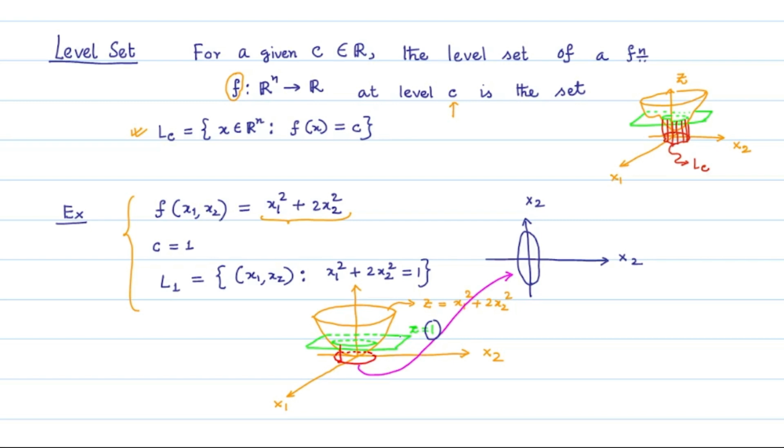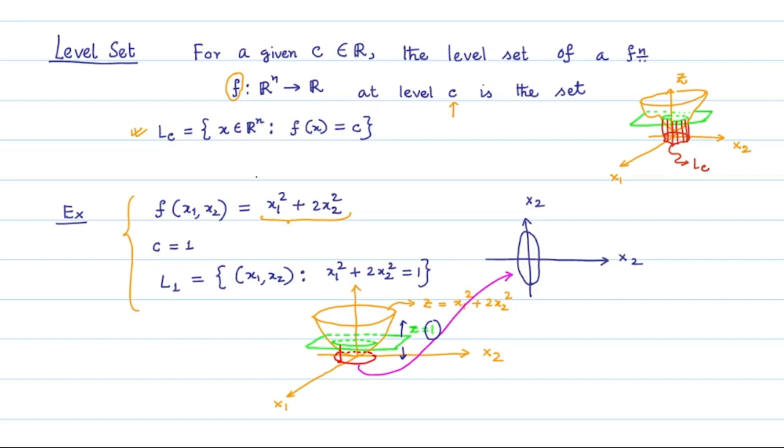That means you move up and down this plane, you will keep getting different intersection curves. Take their projection in the x1 x2 plane, you will get different level curves corresponding to different values of c for the given function. This is how we find level sets of a given function.